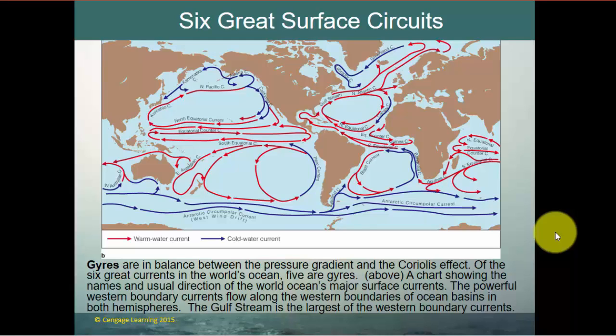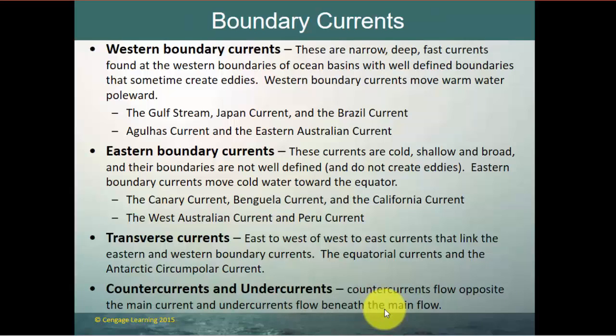And this chart shows the names and the usual direction of those major ocean currents. And you can see the powerful western boundary currents flow on the west boundaries of the ocean basin, and the eastern boundary currents on the east sides of the ocean basins. And the Gulf Stream is the largest and most powerful current in the world, and the largest and most powerful western boundary current as well.